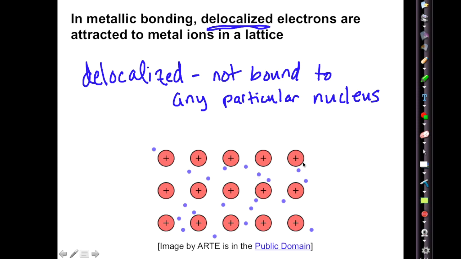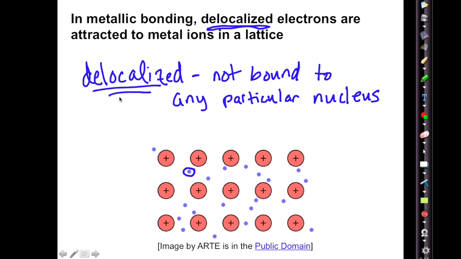So if we're looking at the diagram down here, we see the positively charged metal ions arranged into a lattice, and then these smaller particles are the electrons. And if we look at any one electron, so if we look at this electron right here, it's not bound to any of these metal ions. It has the ability to move throughout this lattice of metal ions, the flow of these outer electrons, or these delocalized electrons in metals.